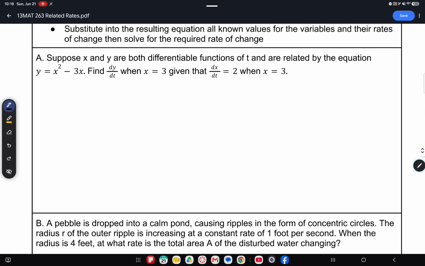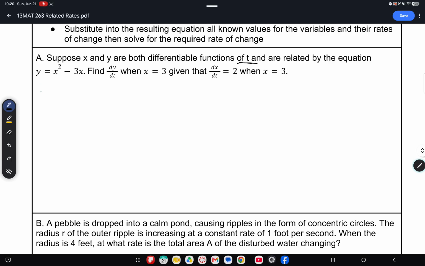So suppose x and y are both differentiable functions of t and are related by the equation y equals x squared minus 3x. Find dy/dt when x is 3, given that dx/dt is 2 when x is 3. That's a lot of information. So we are finding the derivative with respect to t. So I'm going to find the derivative of this equation and go from there.